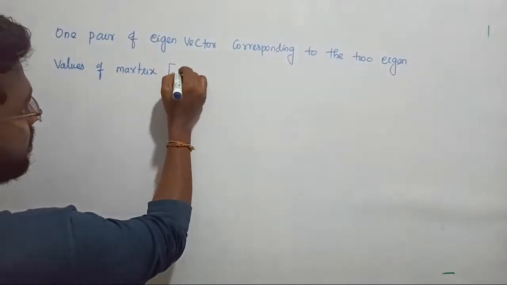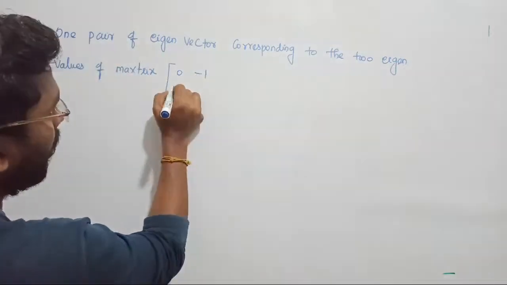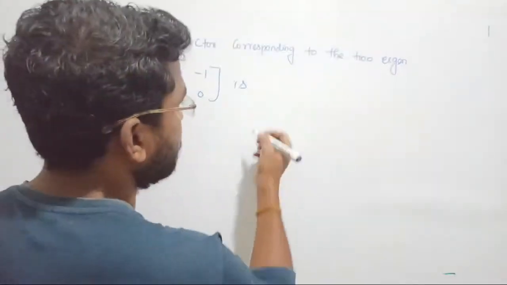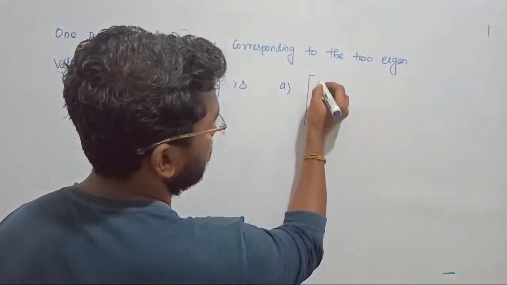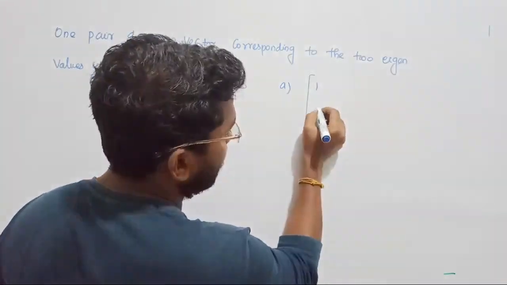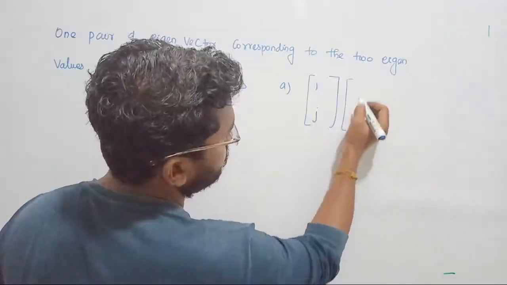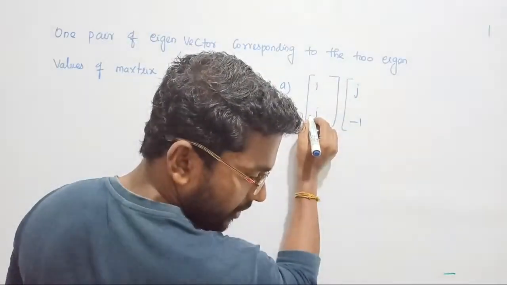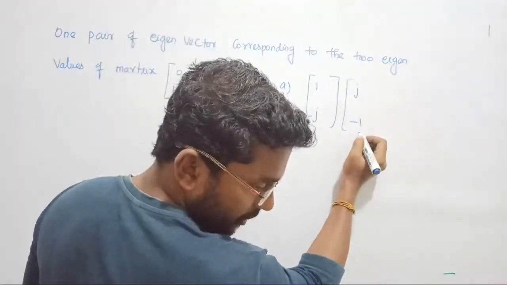The matrix is given as 0 minus 1, 1 0. They have given four options. Option A, they said, is 1 j. Option B, they said j minus 1, sorry, this is minus j, I think. 1 minus j, that is j minus 1.